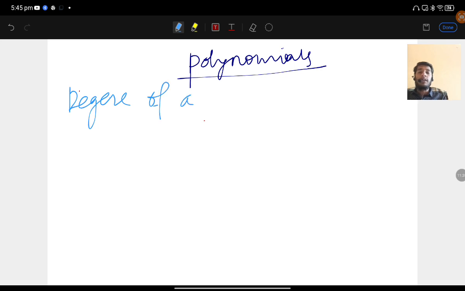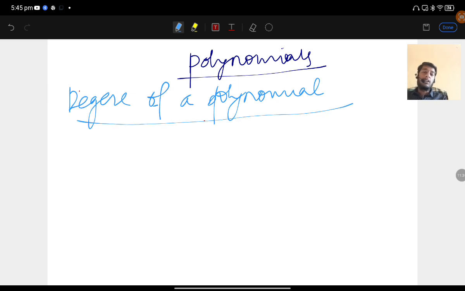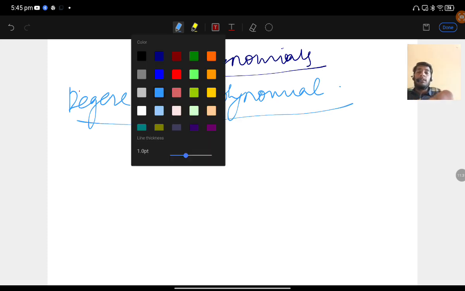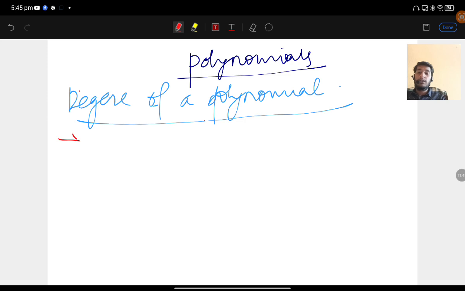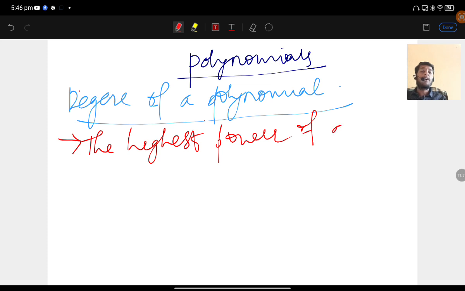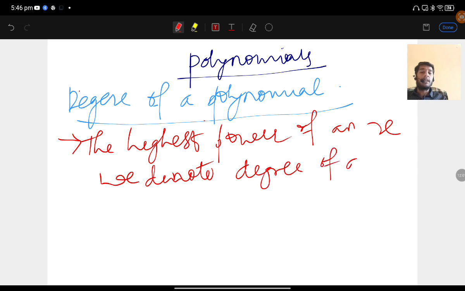Degree of a polynomial. Which means the highest power of a variable x, we denote as degree of a polynomial. You could be familiar with these examples such as linear.